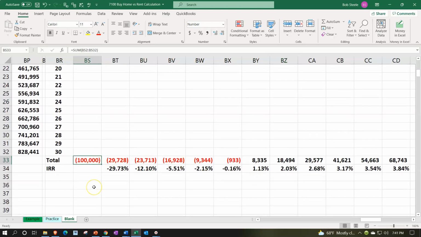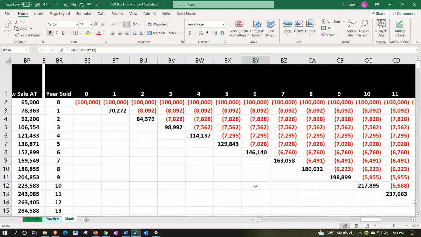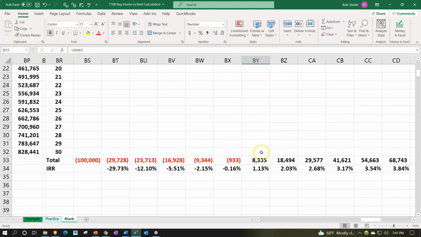So if we sum these up, we still have negative cash flows up until, what is this, year 6, where it starts to become positive, but it's still a low rate of return at this point in time. The 1.13 is low, meaning we could have put this net outflow somewhere else and most likely got a better return.